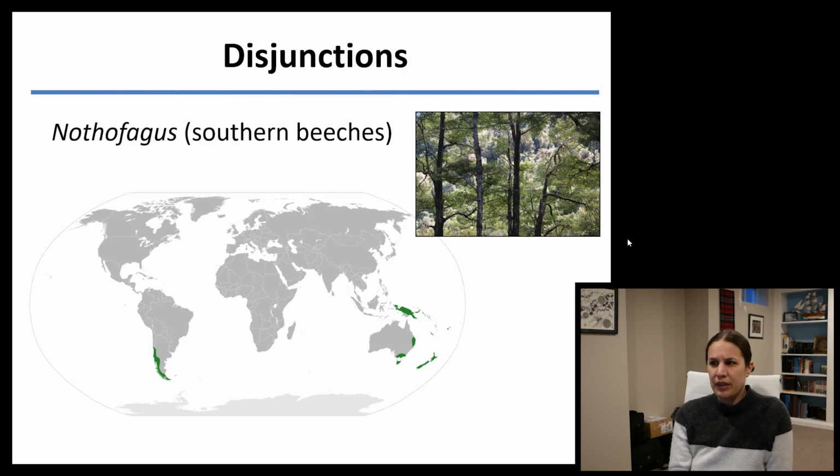So the first example that we're going to talk about is Nothofagus, the southern beeches. These are a group of deciduous tree species. They are found in parts of eastern Australia. They're found in New Zealand. They're found in western South America.